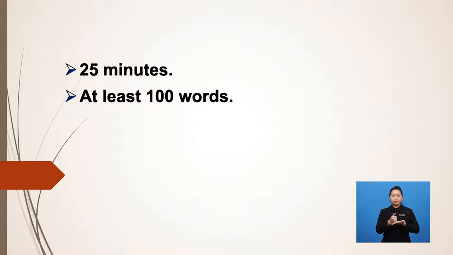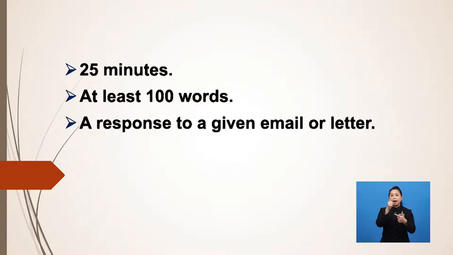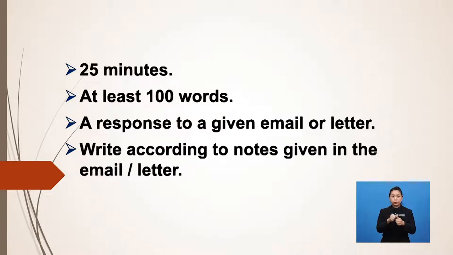Now, we will learn how to write the expected answer for task 1 effectively. Let's look at different steps involved in answering the writing task 1 section. For task 1, you will be given either an email or a letter to which you have to write a response. The first step is to analyze the task. The second step is to plan your response, and the third step is to present your answer. So, how do we do that?